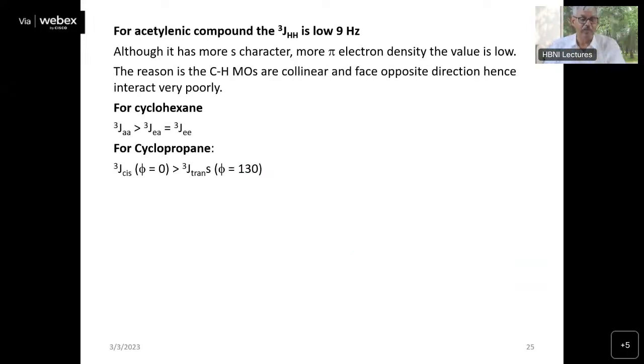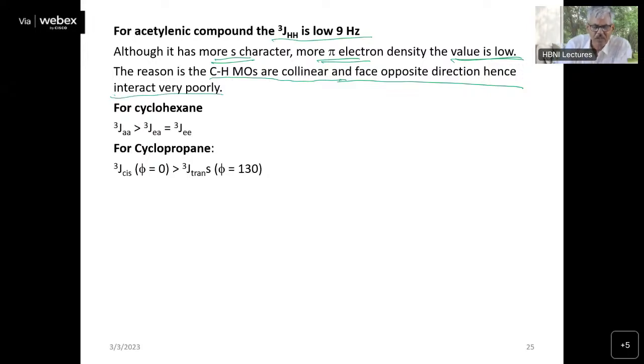Now there is another class of compound, like acetylene compounds. The 3JHH is low, around 9 hertz. You may think that acetylene has more s character, more pi electron density, so why is the value low? The reason is that the CH MOs are collinear. So there is very little overlap between the MOs, because they are in the same line and they face opposite directions, hence they interact very poorly.